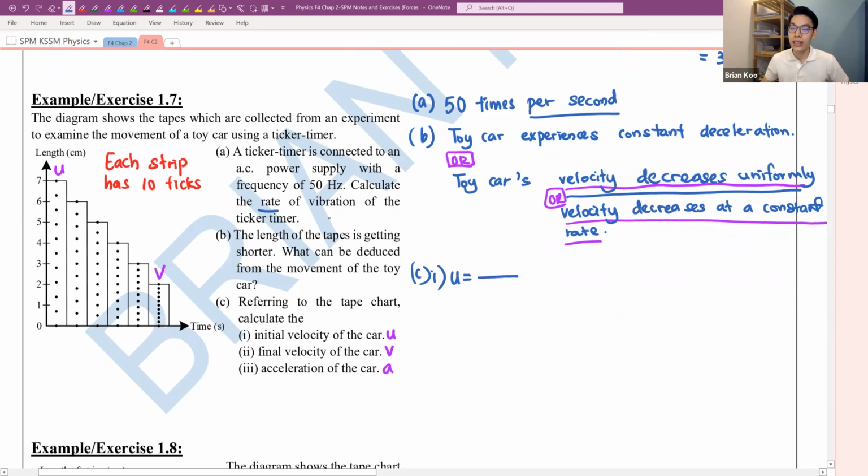U is going to be 7 cm, 7 cm divided by 10 ticks, so 10 times 0.02. Okay, you want to write 0.07, also can, in meters. Yes, you're right. So 0.35 meter per second or 35 cm per second. Both are fine.